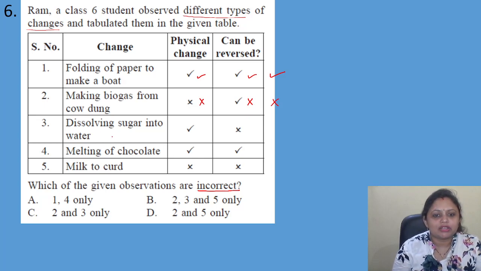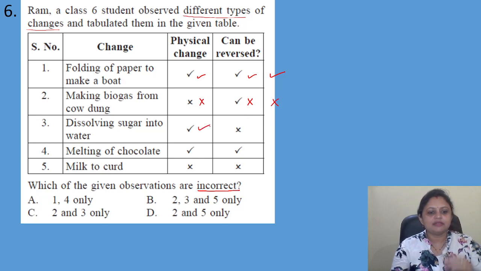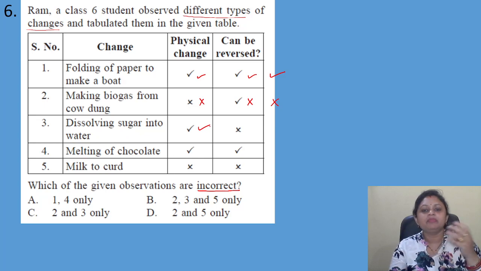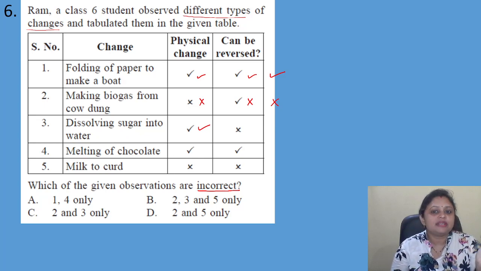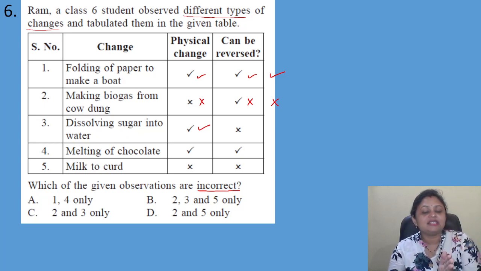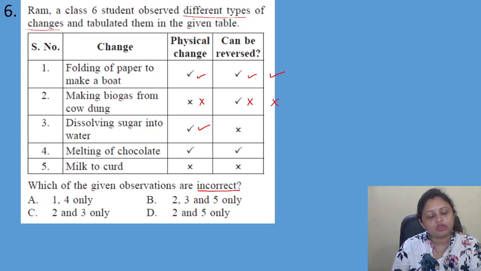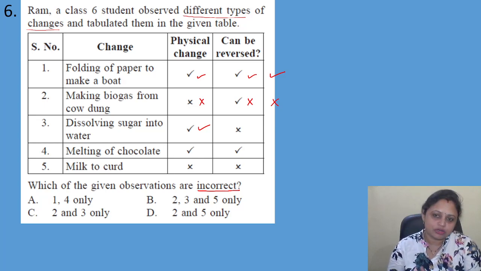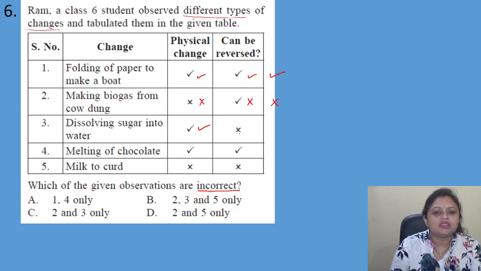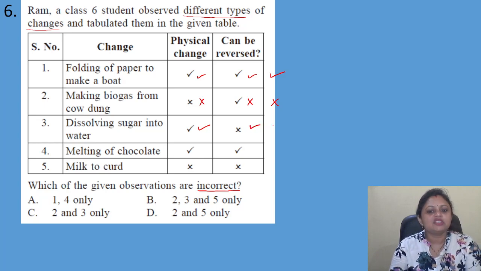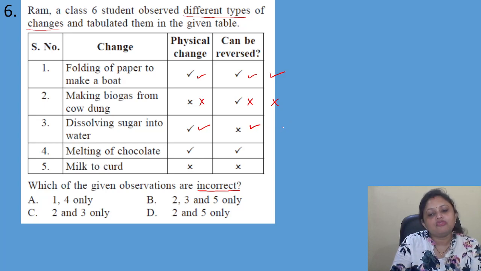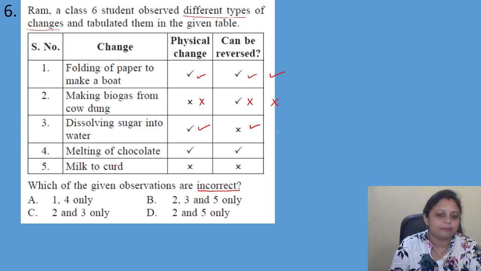Dissolving sugar into water. It is a physical change. जब sugar water में dissolve होता है, here no new substances form. Okay, in physical changes no new substances are formed, and in chemical changes new substances are formed. And this can be reversed. Yes, this can be reversed. We can follow evaporation method, distillation method to separate them. Okay, so this can be reversed. Then melting of chocolate, is it a physical change?